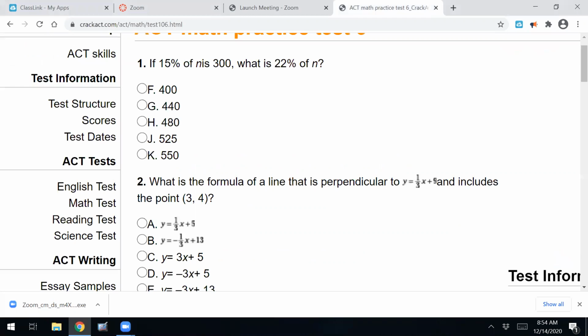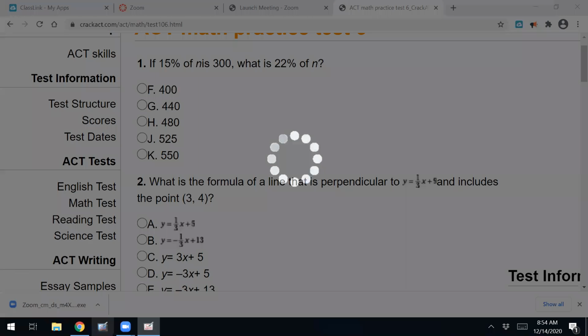Okay, here we go. All right, the first one says if 15% of n is 30, what is 22% of n? Okay, in math class, what's of mean? Multiply. Of means to multiply, okay?